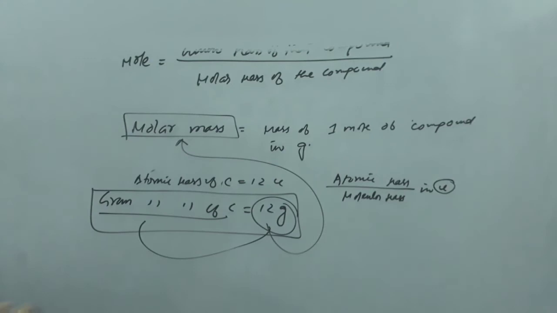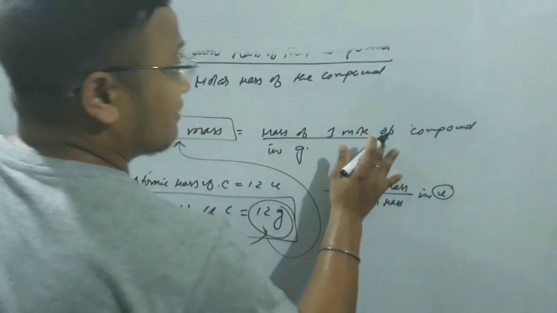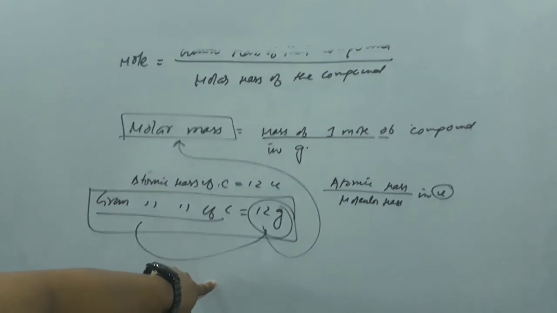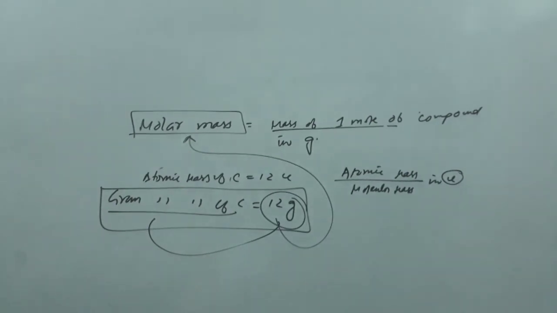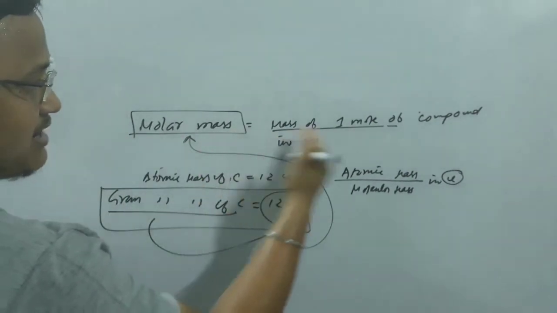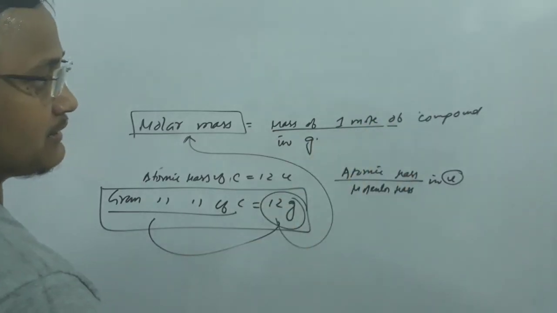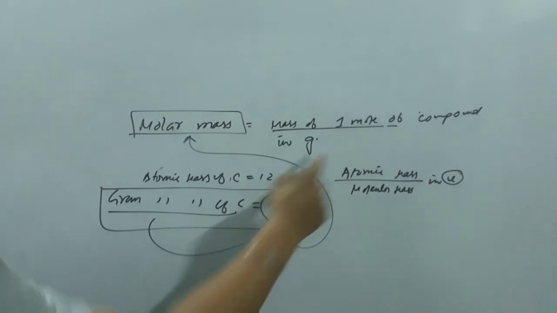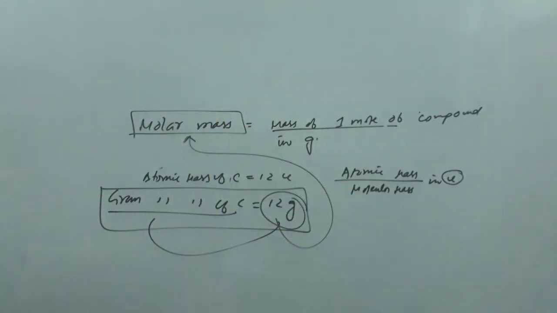Molar mass is also defined as the mass of 1 mole of the compound, substance or atom in gram. So molar mass is equal to gram atomic mass. Okay, that's the thing.